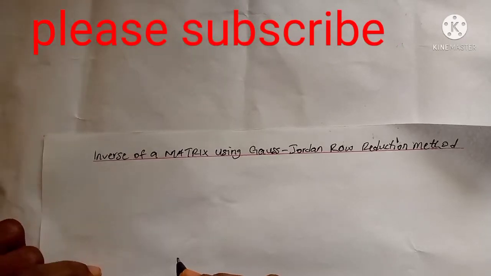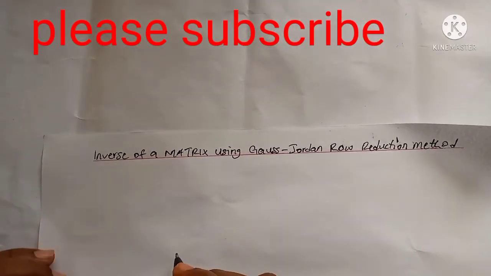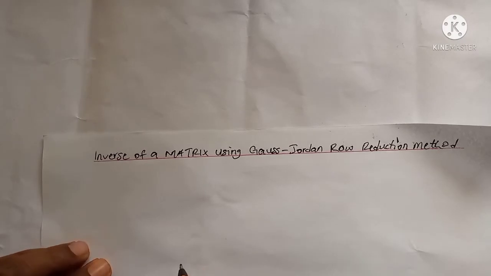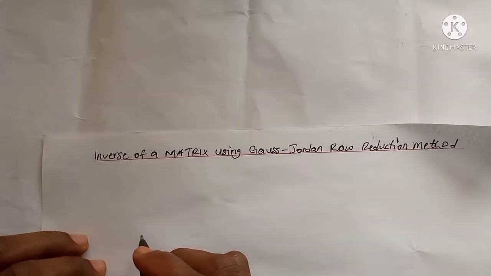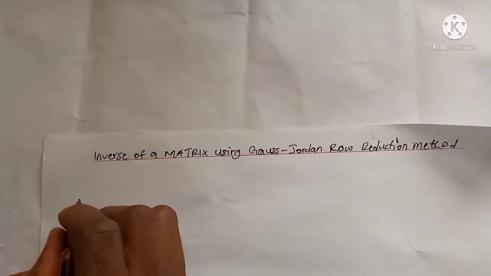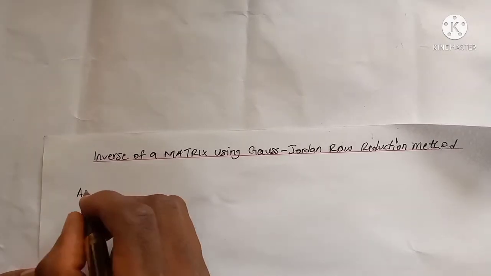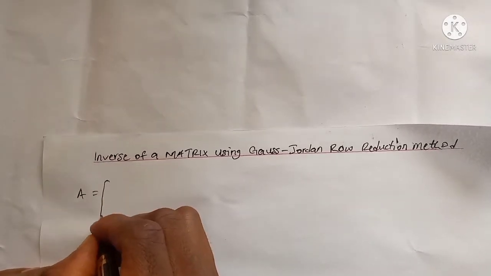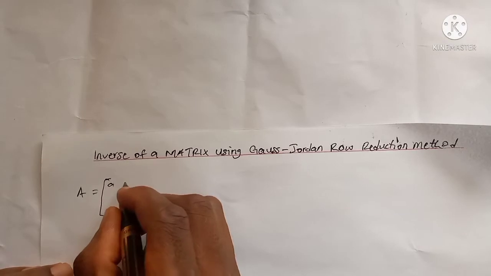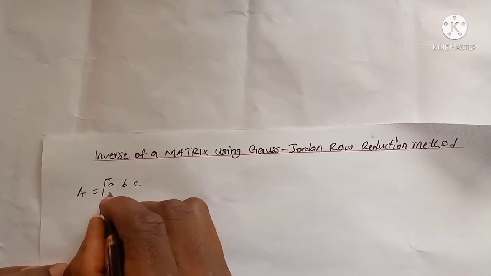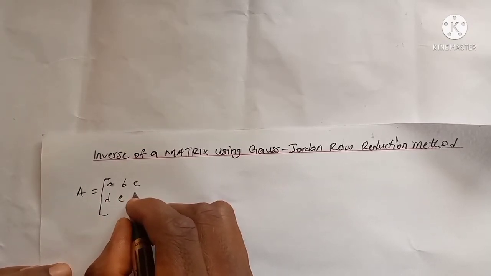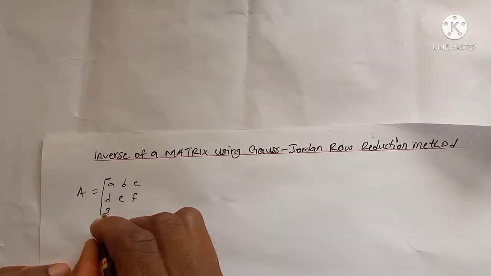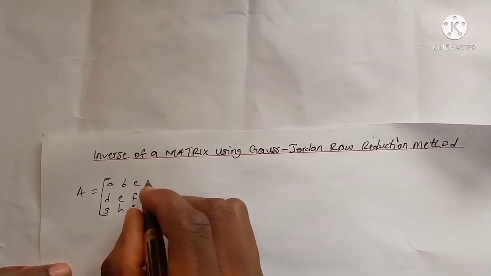In this video, we are going to learn how to use Gauss-Jordan row reduction method to find the inverse of a matrix. Let's say we have matrix A with the elements A, B, C, D, E, F, G, H, and I.